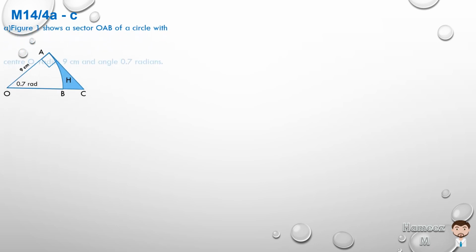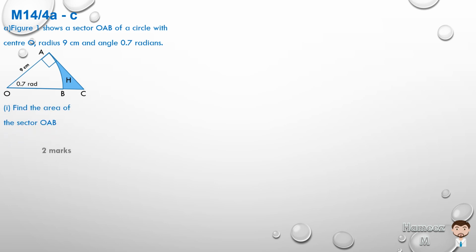May 2014, number 4a. Figure 1 shows a sector OAB of a circle with center O, radius 9 centimeters, and angle 0.7 radians. Part 1. Find the area of the sector OAB. Formula for area of a sector is equal to half r squared theta. And we know r and we know theta, we can simply substitute. So that will give us a half by 9 squared times 0.7, which works out to be, using our calculators, 28.35 centimeters squared.